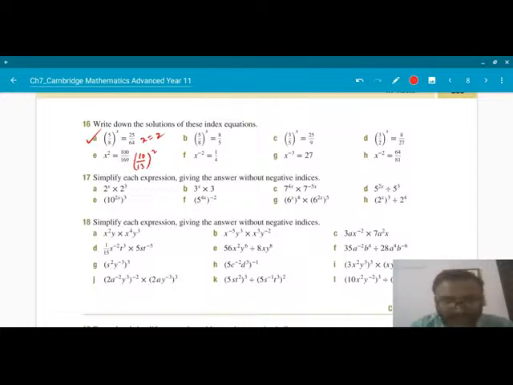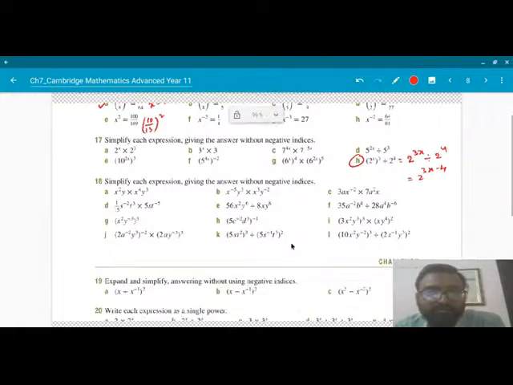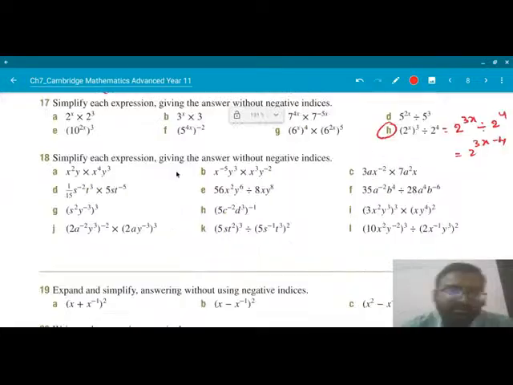Convert the fraction to a suitable exponent. So for negative indices, what about this one? It is 2 power 3x divided by 2 power 4, which means 2 power 3x minus 4. Similarly, you have to do all these things and don't write negative powers. He's saying simplify without negative powers.